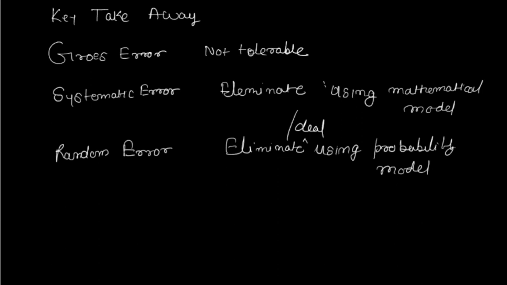And the second one is the systematic error. We eliminate it using mathematical models. Like when the temperature rises, you can note the temperature and correct the length or the measurement by using this increased temperature. The next is the random error. The random error does not follow any mathematical model. So generally we treat those errors under the probability model, and in the subsequent lectures we will see how we use the probability model to deal with this random error.